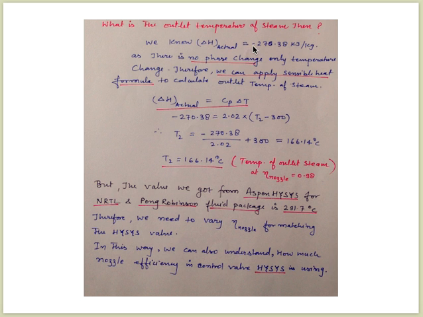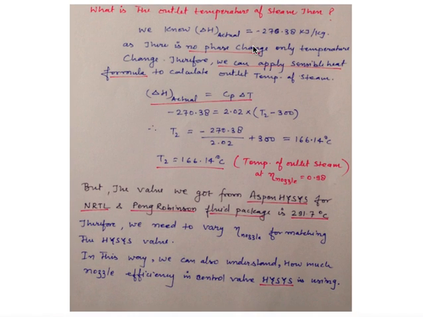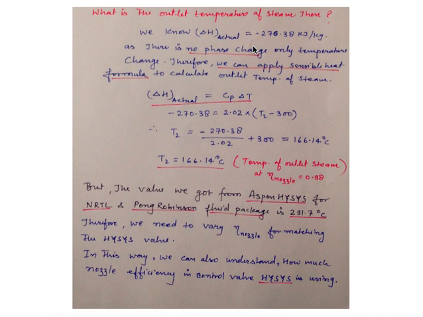So what is the outlet temperature of steam? We need to know this also. We know delta H actual, which is 270.38 kilojoule per kg, as we have calculated. As there is no phase change, only the temperature change, because the inlet is saturated steam and the outlet is superheated steam, both are still steam, so there is no phase change.